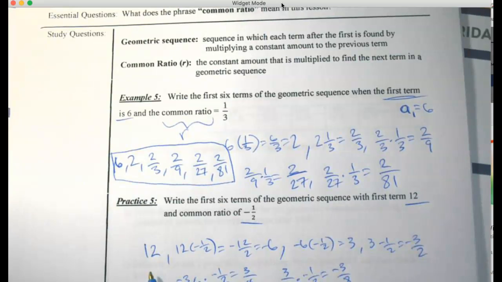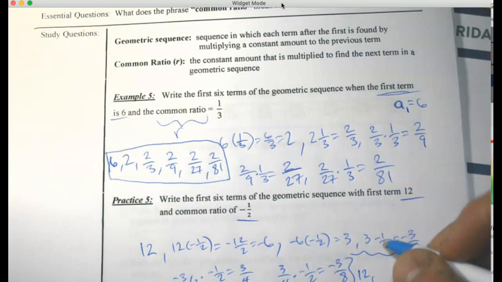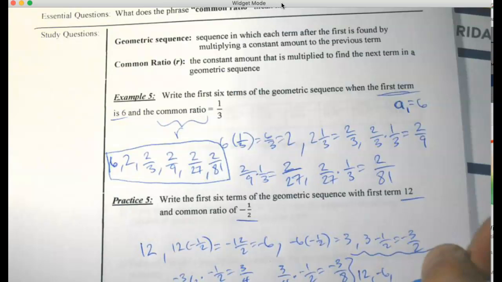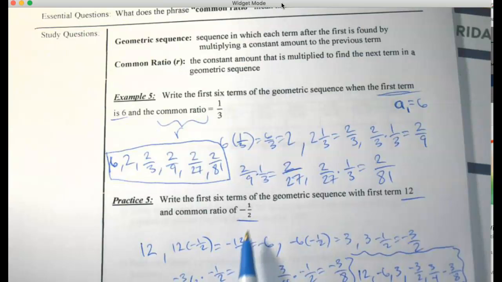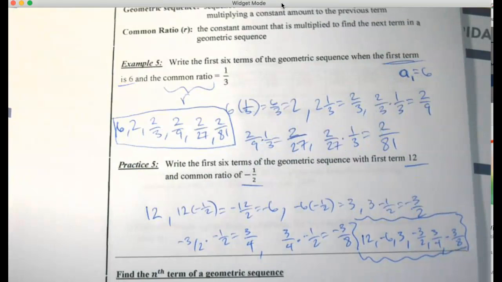Let's see. First 6 terms. 1, 2, 3, 4, 5, 6. Yes, we're good. And again, those terms were, if I get rid of all this work, first 6 terms were 12, -6, 3, -3/2, 3/4, -3/8. So one thing you might notice is when you're multiplying by a negative number, when your common ratio is a negative number, your terms are going to alternate from positive to negative to positive to negative, and so on.